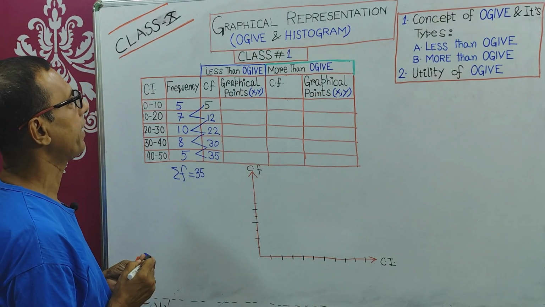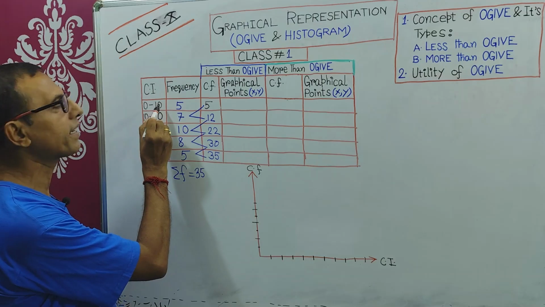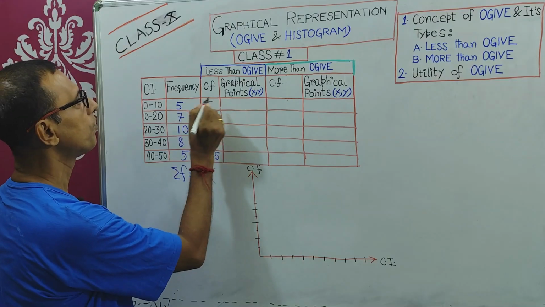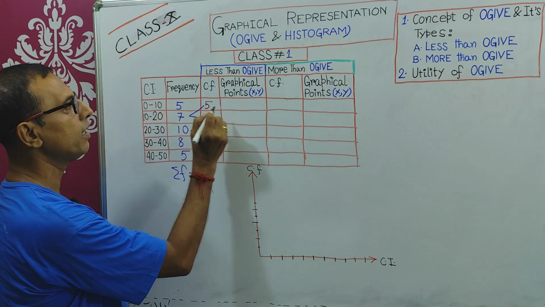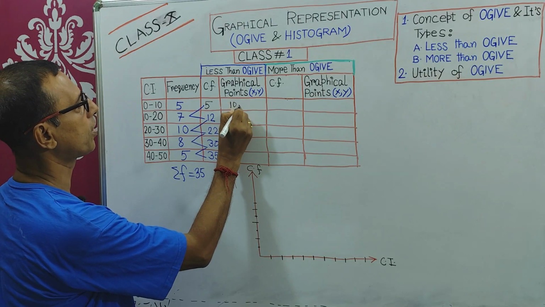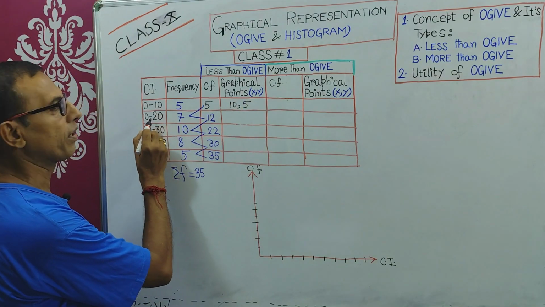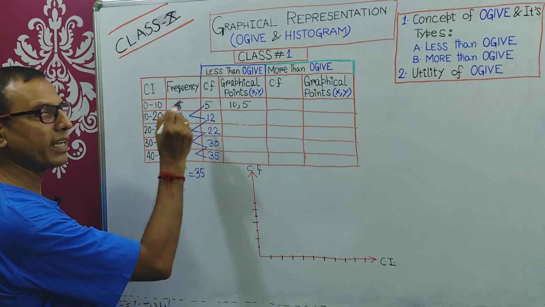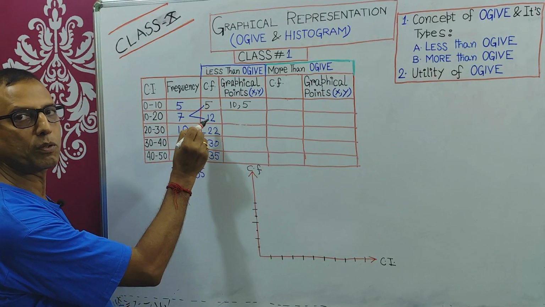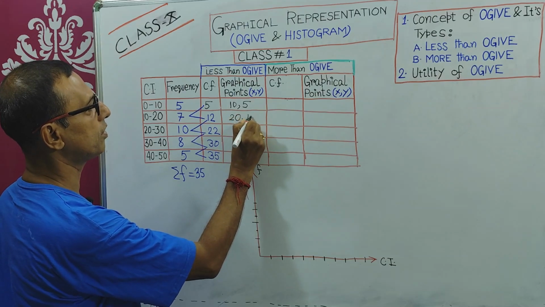So for the graphical points, along the x-axis you will have the class interval, and for less than ogive we will take the upper bound of each class interval on the x-axis. So what will be the point? For x, it will be 10. For 0 to 10, we will take 10, and for cumulative frequency, we calculated 5. For the next one, 10 to 20, because for less than ogive we take only the upper bound against each class interval and the respective cumulative frequency, it will be 20 and the cumulative frequency 12.